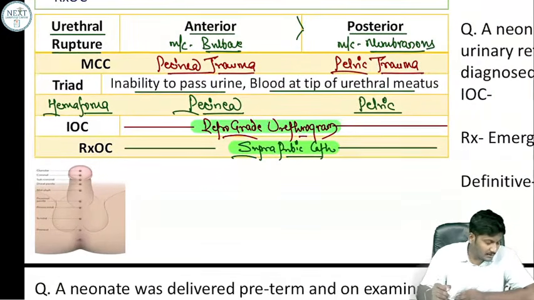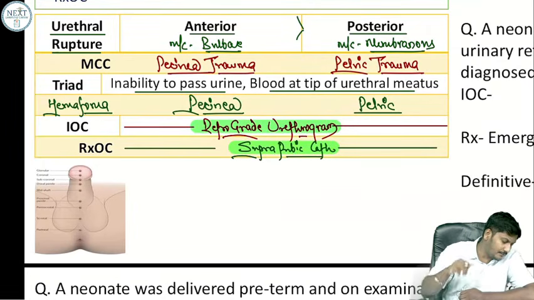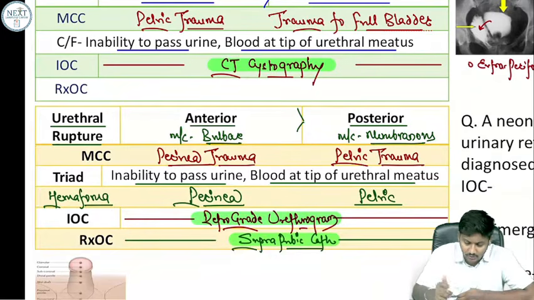Now a PYQ, which is important to remember. In a case of anterior urethral rupture, or a perineal urethral rupture, urine collection or urine extravasation will occur at all these following sites except: first, superficial perineal pouch; second, deep perineal pouch; third, inner thigh; fourth, anterior abdominal wall; fifth, scrotum. Let me know in which site there will be no urine collection.